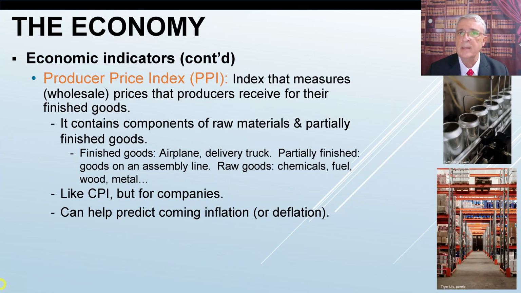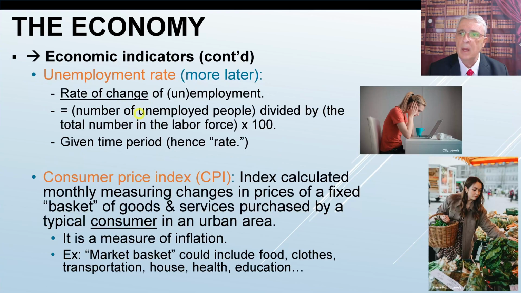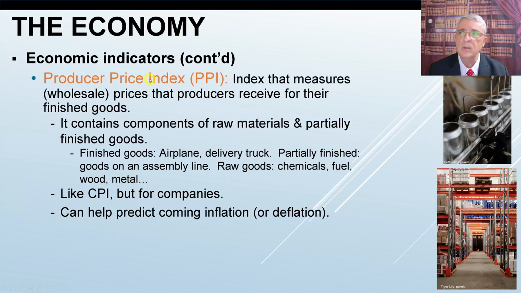The producer price index is the index that measures wholesale prices that producers receive for finished goods. So it's like the consumer price index, only it applies to producers, so commercial operations. It contains components of raw materials and partially finished goods. A finished good is an airplane, a delivery truck, things that most of us don't buy. Partially finished are things on the assembly line that are not done yet. And raw goods are chemicals, fuels, wood, metal, that kind of stuff. It's like CPI, but as I said earlier, it's for companies, and it can help predict coming inflation or deflation.